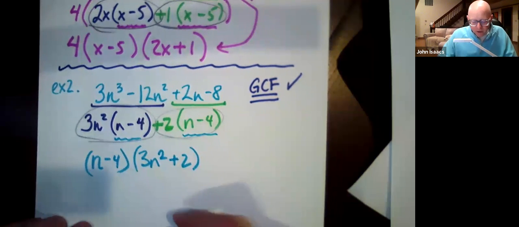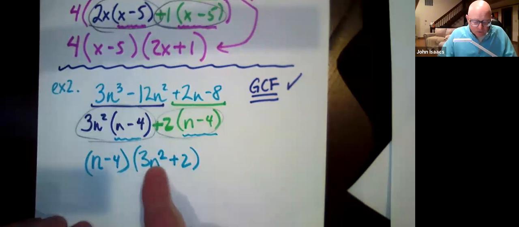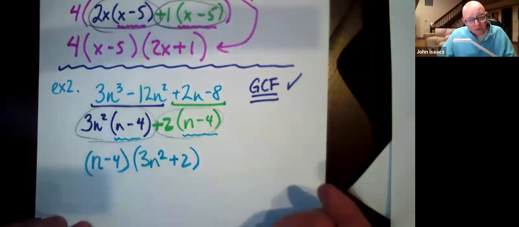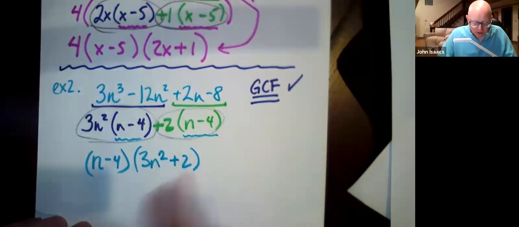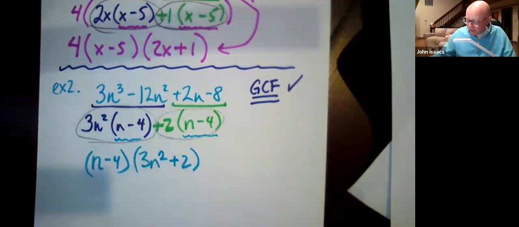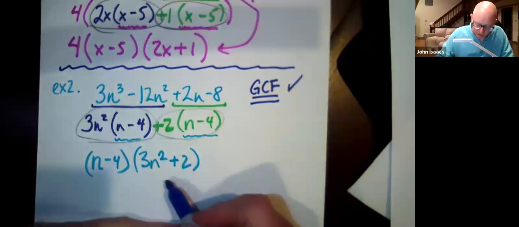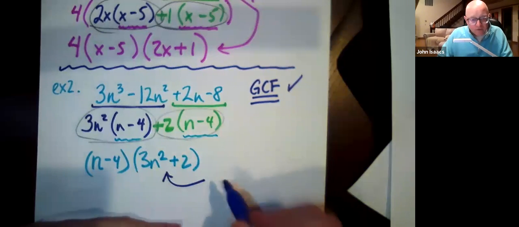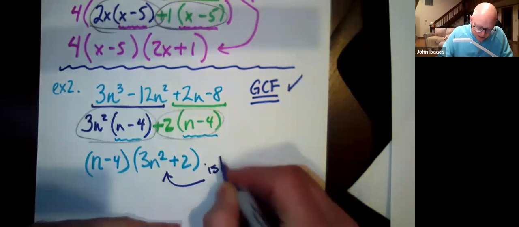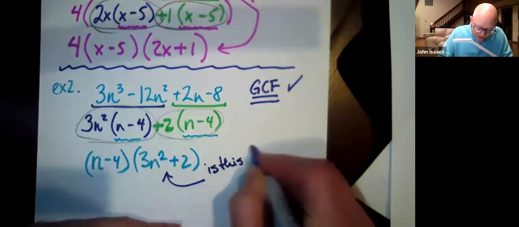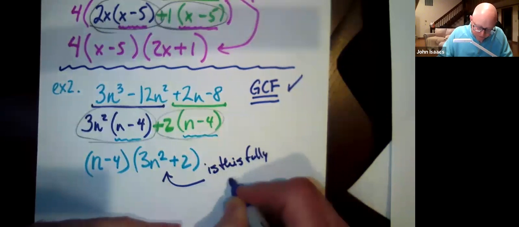Let's say this was n squared minus 9. It's possible if you had n squared minus 9 that you can factor it, right? Because it's a difference of squares. But 3n squared plus 2 doesn't factor any further. There's no greatest common factor. There's nothing else to do with it. But be careful that maybe one of these factors is not factored fully. Is this fully factored? All right, so that's important.